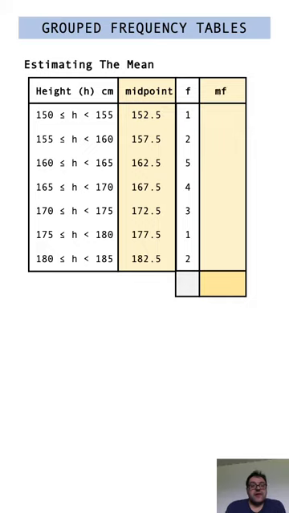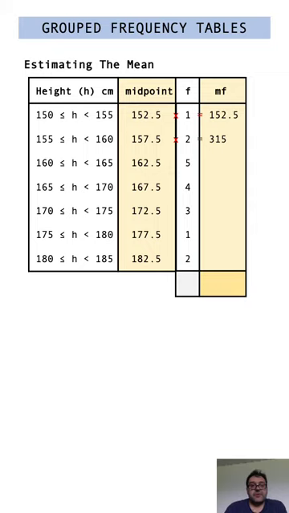And now we're going to work out M times F. So I've headed that MF, standing for midpoint times frequency. So the first group has one person who we are assuming is 152.5. So that makes a total height of 152.5 times 1, 152.5. Next group, 2 people, we're assuming that they're 157.5 each. So 157.5 times 2 makes a total height of 315 for those 2 people.